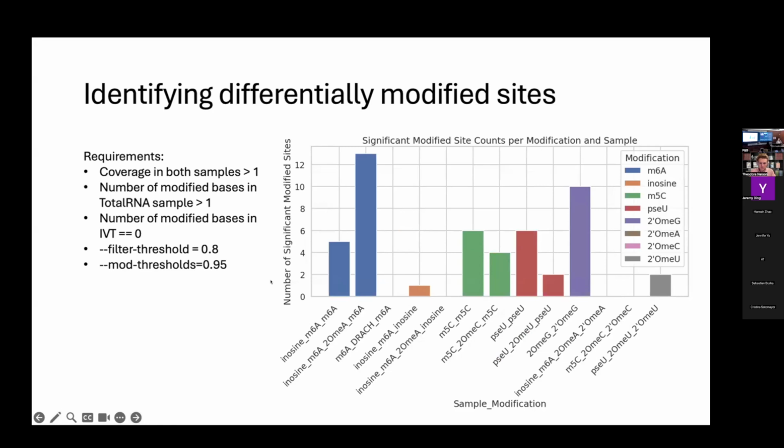So then I tried to look for sites that were modified in the total RNA sample, but not in our negative control, since these are the sites that are most likely to represent true modifications as opposed to artifacts. So I took all the modified sites and I applied the filtering requirements on the left. I required coverage of at least 2 molecules for each site in both of the samples, and then at least 2 of the molecules had to be modified in the total RNA sample. So basically, I didn't want to rely on a single molecule to support the site in either sample.